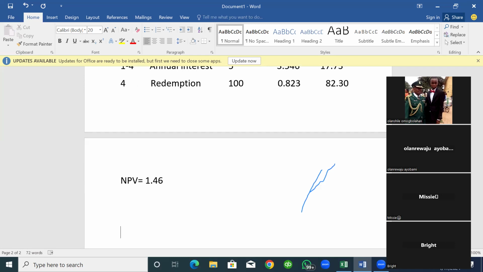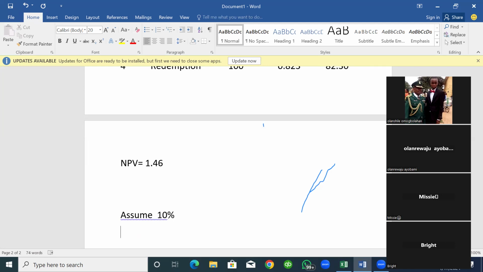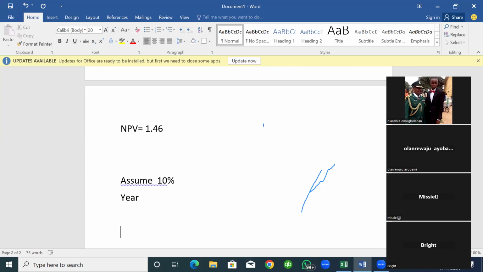So the next thing we'll do now, we assume 10%. Please, if you don't understand what I said about the higher your NPV, you can come to my DM. I'll explain properly, but I'm sure that's very clear. The higher your discounting factor, the lower your NPV. So please let's do 10%. Real quick, let's get our discounting factor, then do our calculation.